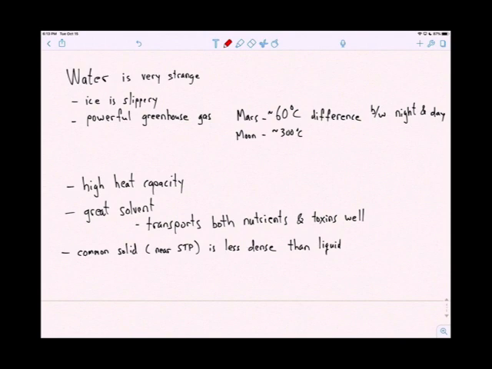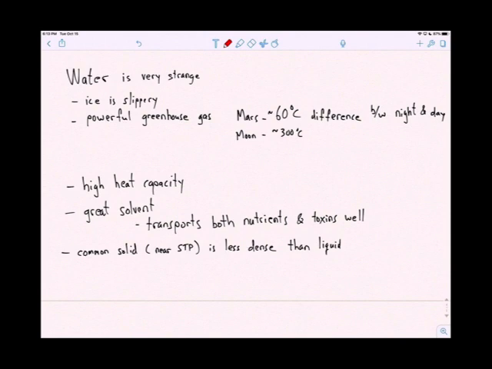Water is a great solvent, especially for polar things, and it transports nutrients and toxins very well. So that's a problem with it. It doesn't pick and choose. It transports everything, the good things and the bad things.